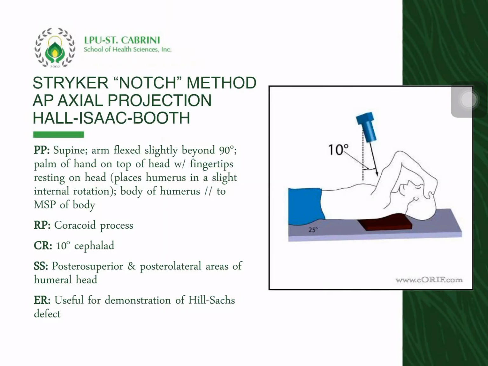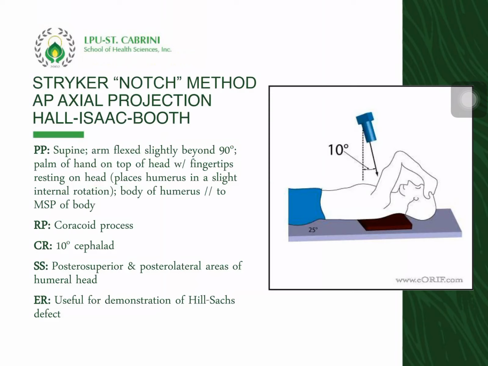Aside from Rafferty-Long modification, Hill-Sachs defect can also be demonstrated using the striker notch method. It is an apiaxial projection that was described by Hall, Isaac, and Booth. So for this method, the patient is placed in a supine position with the arm flexed slightly beyond 90 degrees.